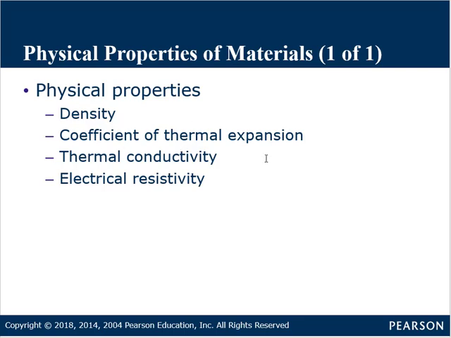And then there's thermal conductivity. One of the things of machinery is they generate a lot of heat, so we need to be considerate of thermal conductivity and how we get rid of that heat. And then metals tend to carry electrical current, and so electrical resistivity is another physical property of materials.